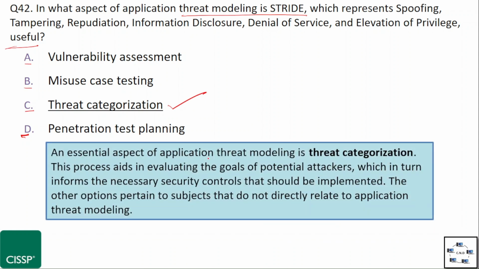An essential aspect of application threat modeling is threat categorization. This process aids in evaluating the goals of potential attackers, which in turn informs the necessary security controls that should be implemented. The other options pertain to subjects that do not directly relate to application threat modeling.